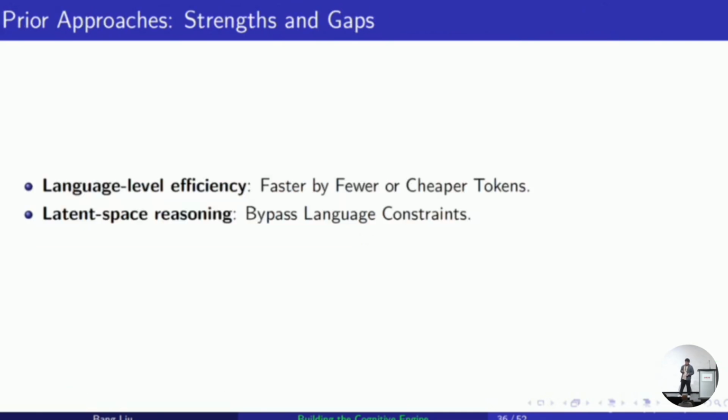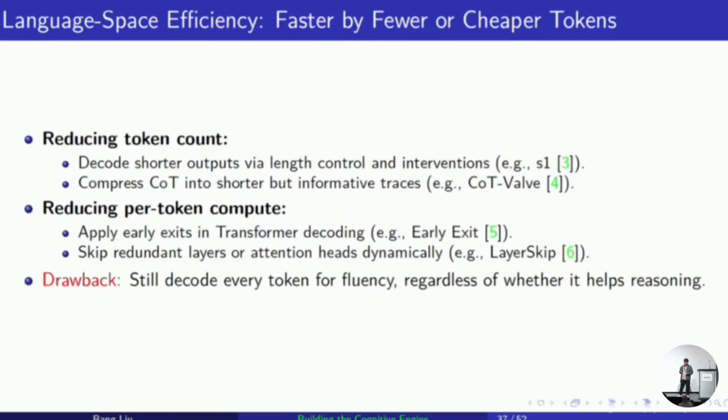So, prior research addresses such a challenge in 2 different ways: either improve the language-level efficiency or do latent space reasoning. What is language-level efficiency improvement? Basically, either you produce fewer tokens to reduce the token count, or you reduce the computing of each token, so as to reduce the overall cost. But the drawback is that you still decode every token for fluency, regardless of whether it helps reasoning, right?